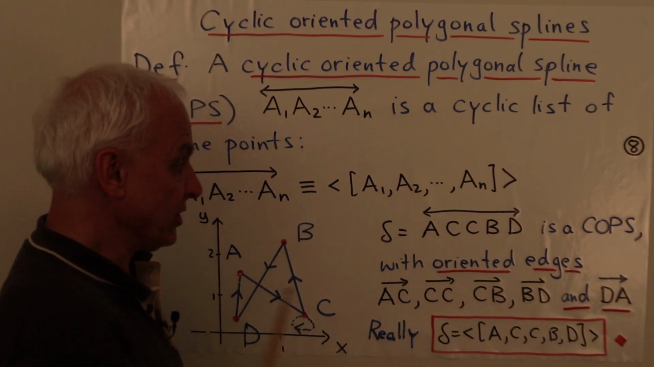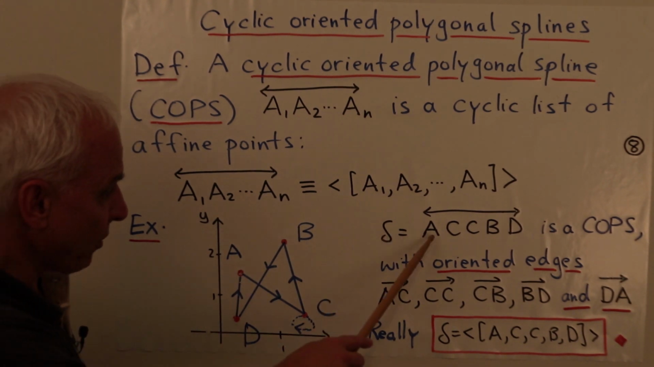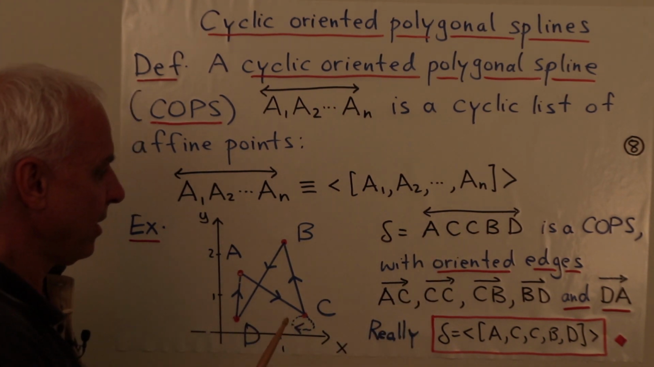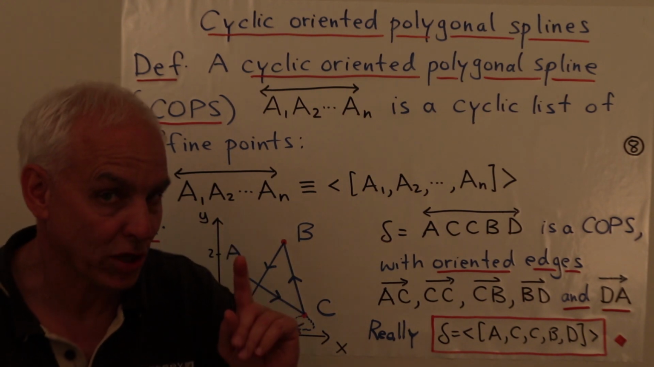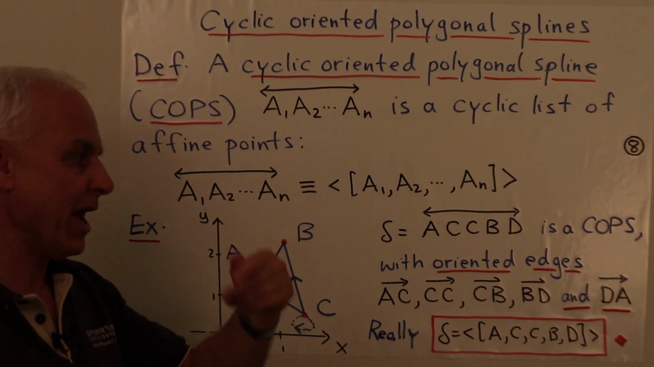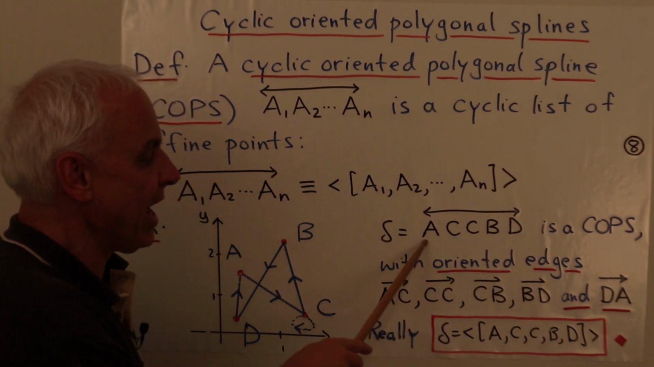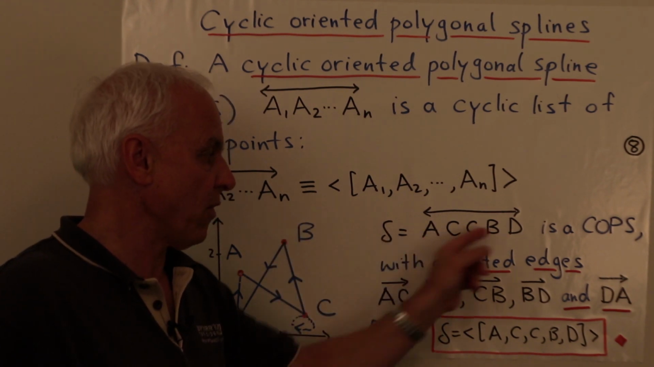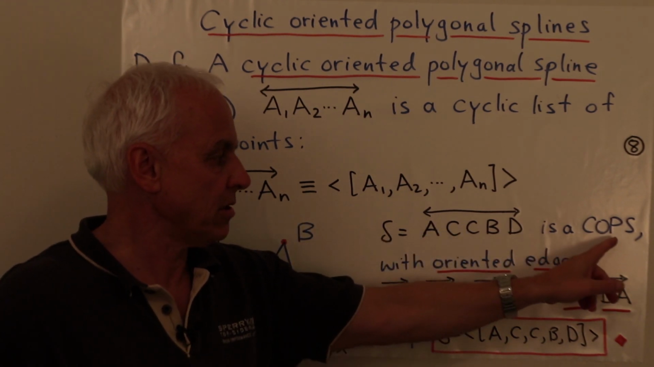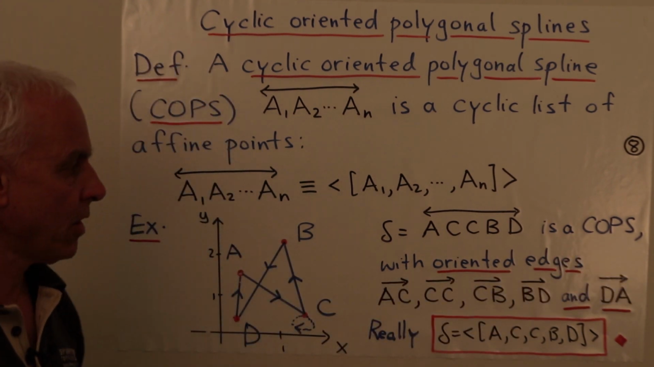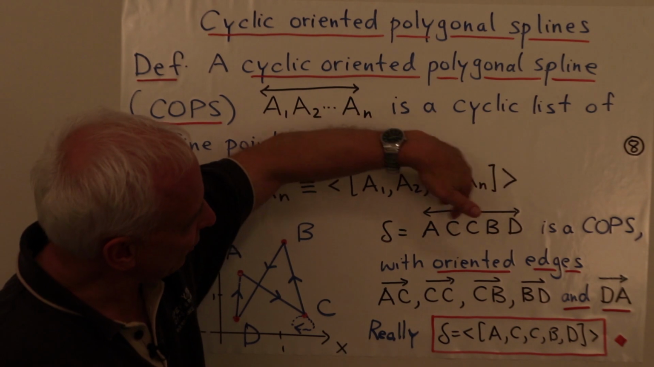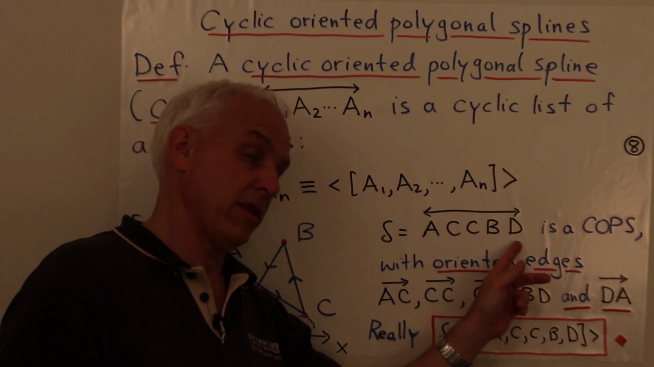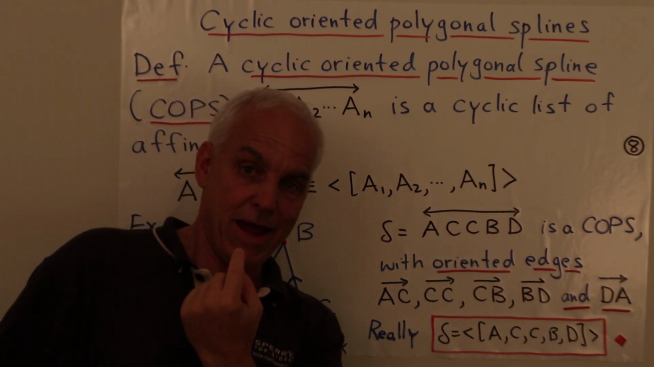It also has oriented edges, namely, well, we just go through them. AC, CC, CB, BD, and crucially, one more than we get for just an OPS, also DA. So DA is another oriented edge for this cyclic oriented polygonal spline. So notice that even though the arrows are going in both directions, we still read from left to right. We still start reading here and then we read like this. It's just that when we get to the end, we have to come back to the beginning again.